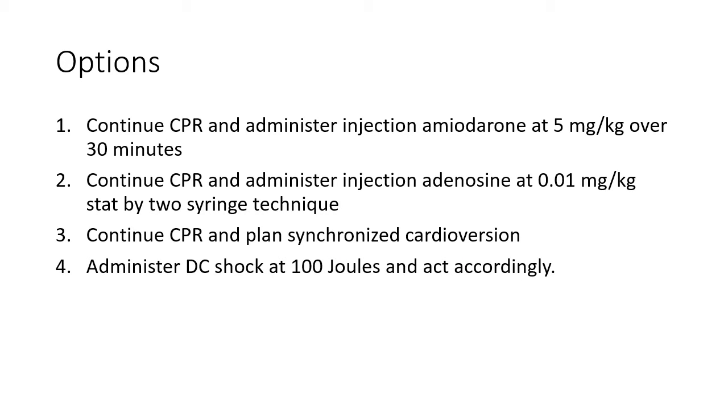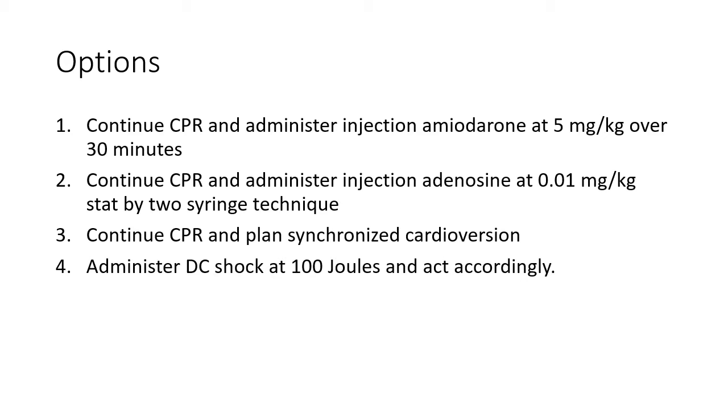So the questions given to us, these are the options given to us. Should we continue CPR and administer injection amiodarone at 5 mg per kg over 30 minutes? Second option is continue CPR, administer adenosine 0.1 mg per kg by 2 syringe technique. Third is continue CPR, plan synchronized cardioversion. Fourth is administer DC shock at 100 joules and act accordingly. So before moving on, let's discuss these options and where they are most applicable.